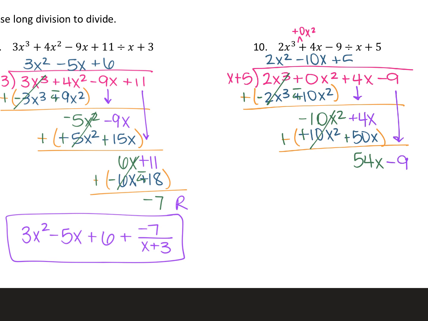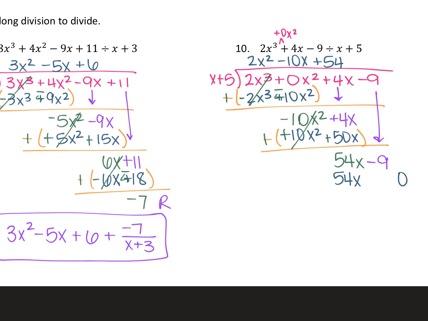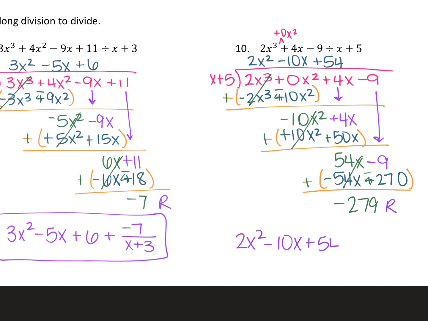x times 54 is 54x. 54 times 5, the 4 times 5 is 20. The 5 times 5 plus 2 is 27, and that's going to be positive. From here, subtract, distribute your sign, and you're left with negative 279. That negative 279 is your remainder. So your answer for this one is 2x squared minus 10x plus 54. If you want to put the negative here, you can. And then the 279 up top over what you divided by, which is x plus 5.